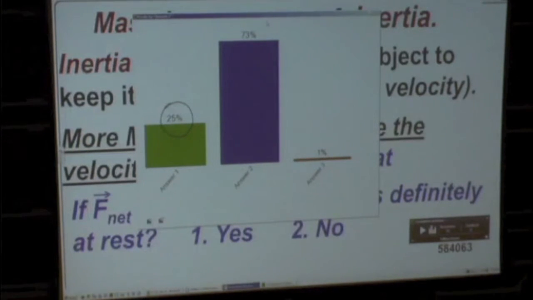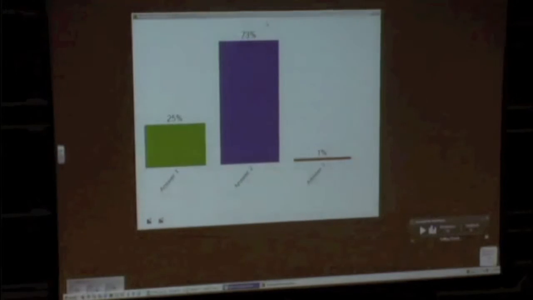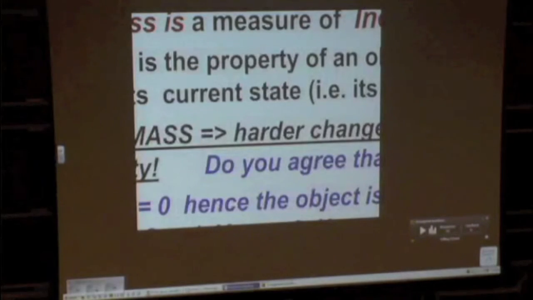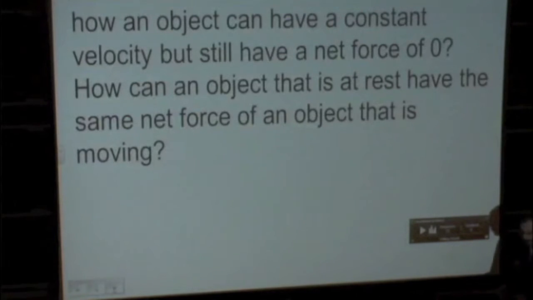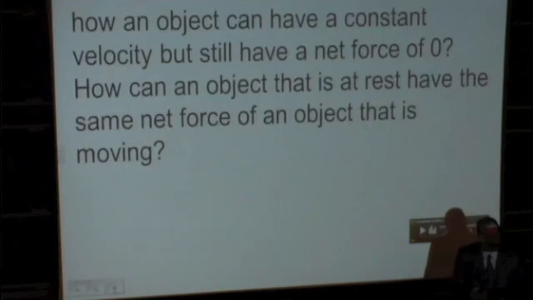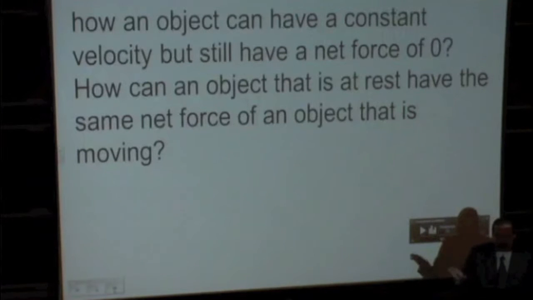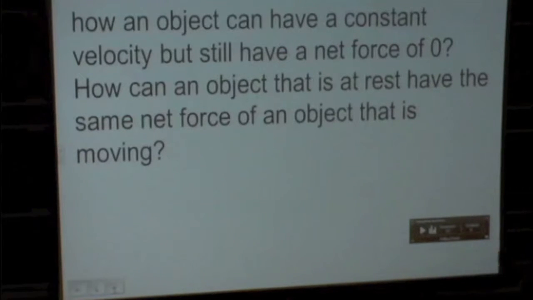However, if the acceleration is 0, it doesn't mean the velocity also has to be 0. The acceleration is 0 means velocity doesn't change. That's it. So this is a question I got from someone. How can an object have a constant velocity but still have net force equal to 0?